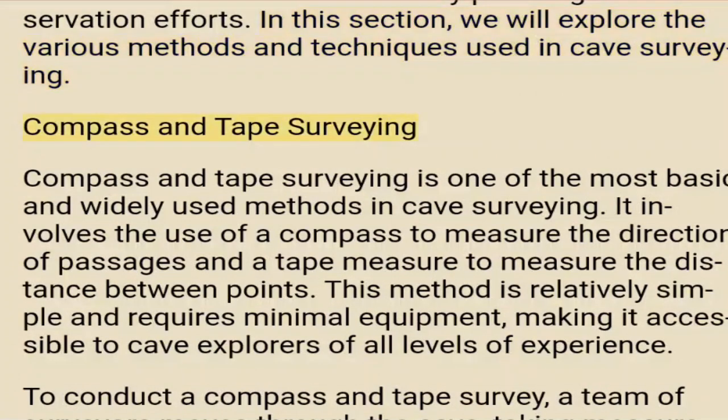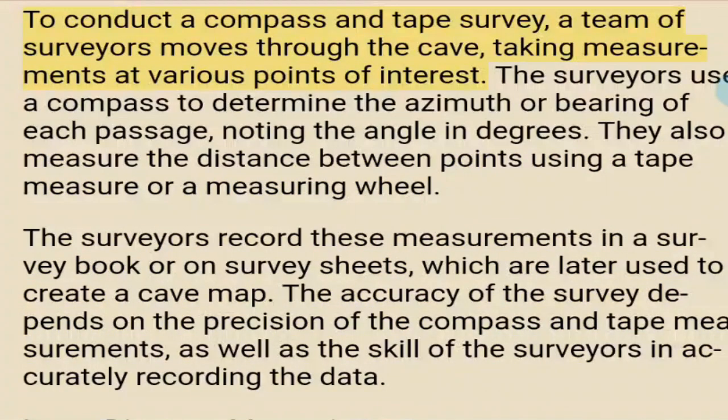Compass and tape surveying. Compass and tape surveying is one of the most basic and widely used methods in cave surveying. It involves the use of a compass to measure the direction of passages and a tape measure to measure the distance between points. This method is relatively simple and requires minimal equipment, making it accessible to cave explorers of all levels of experience. To conduct a compass and tape survey, a team of surveyors moves through the cave, taking measurements at various points of interest.